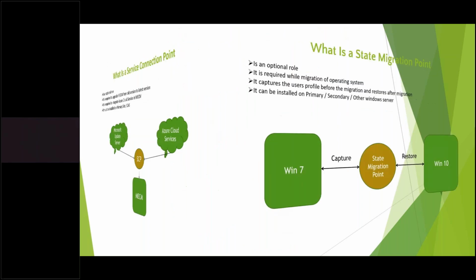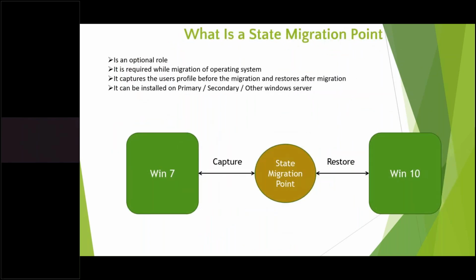Now the last role for today is the state migration point. State migration is an optional role. It is not a mandatory role. Why? Because this role you only need during migration. If you are not doing migration, you don't need this one. So it is required while migrating the operating system. Then it captures the user profile before the migration and restores it after migration.